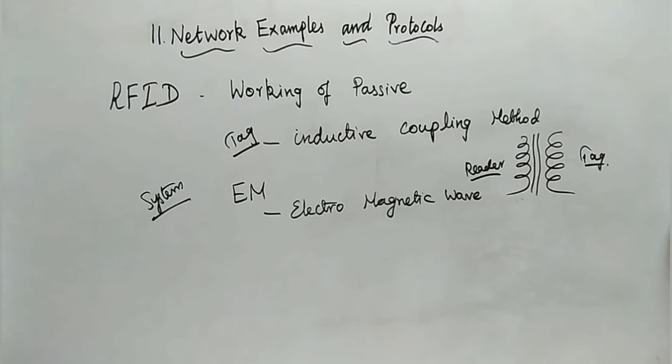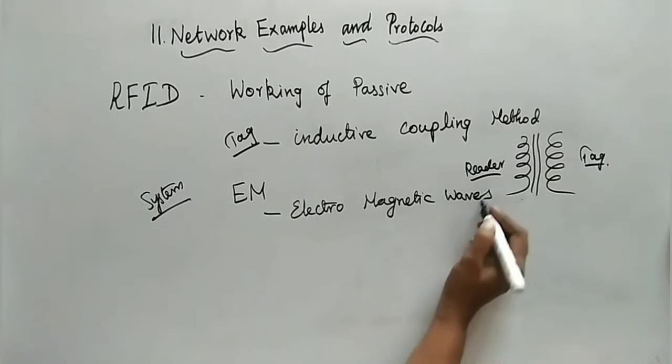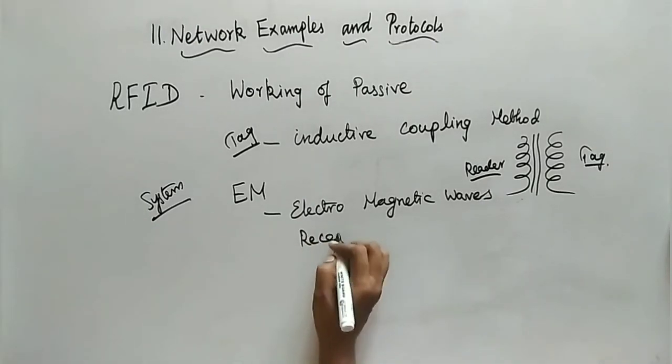So how is the tag going to get the energy? Yes, by means of the inductive coupling method it is going to get the energy. The whole RFID system is going to get the energy by means of the EM wave propagation method. What do you mean by EM? EM is nothing but electromagnetic waves that are received by the antenna. So these waves are received by the antenna.